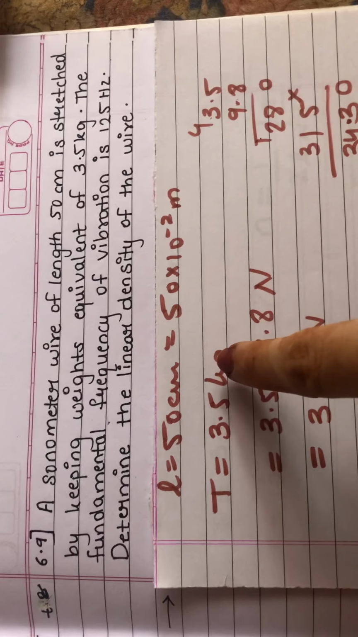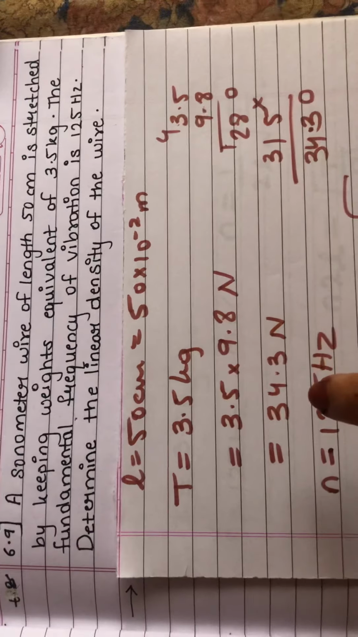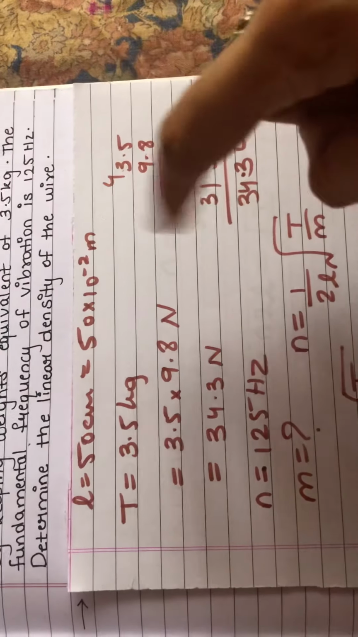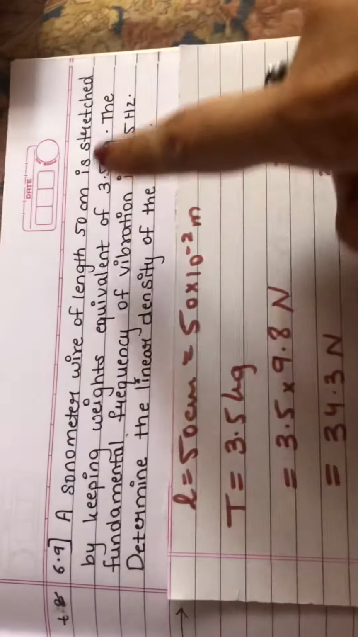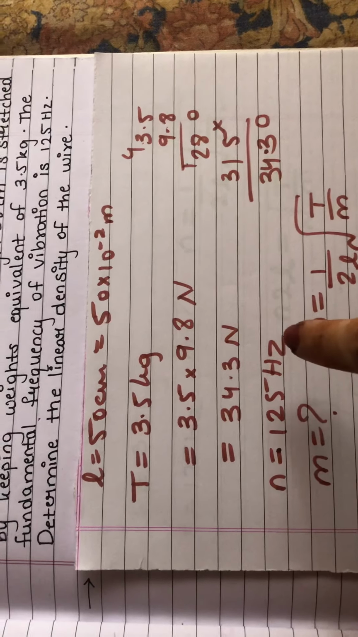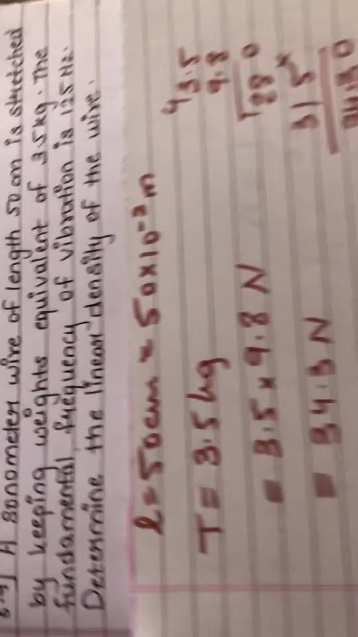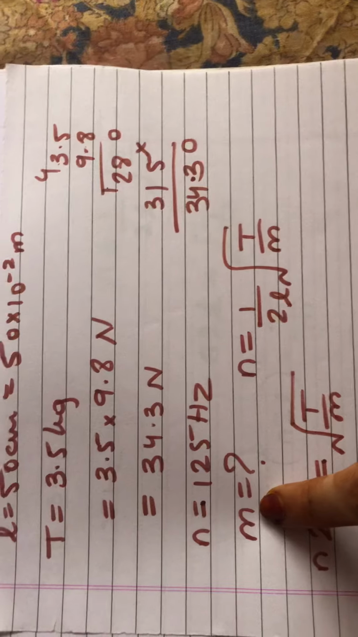If I want to convert it into Newton, I will multiply it with 9.8. So 3.5 into 9.8 gives me 34.3. Here I have done the multiplication. The fundamental frequency of vibration is 125 Hz. N is 125 Hz. Determine the linear density of the wire, means M is asked.